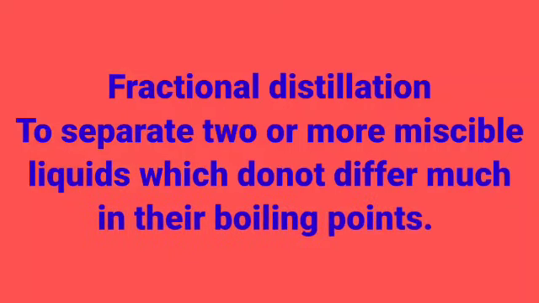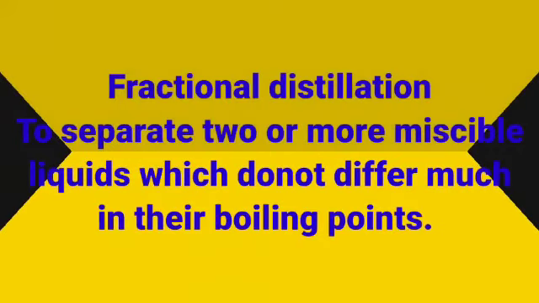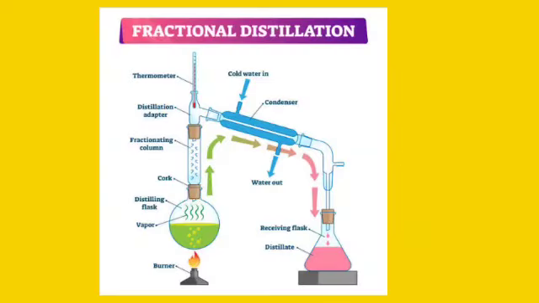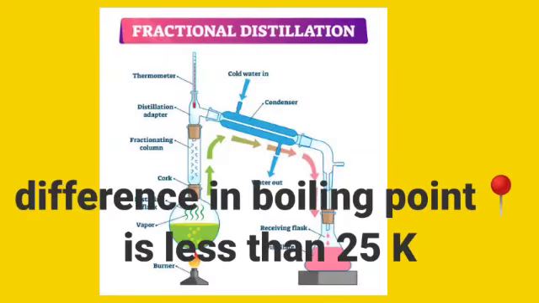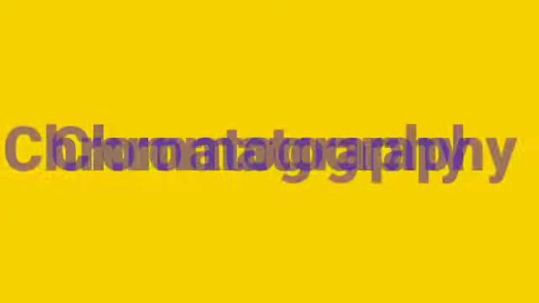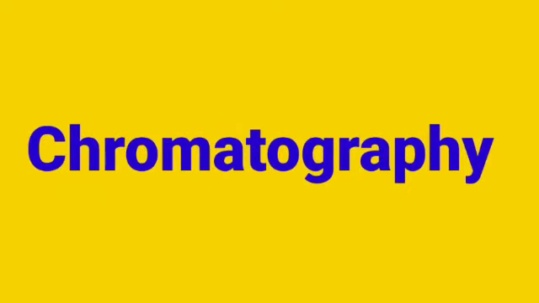The next topic, fractional distillation. Fractional distillation means to separate two or more miscible liquids which do not differ much in their boiling points, that means the difference in boiling point is less than 25 Kelvin. Fractional distillation is used in the petrochemical industry to obtain different fractions of petroleum. For example, to separate the different gases from air and to distill alcohols, etc. Children, the next topic, chromatography.